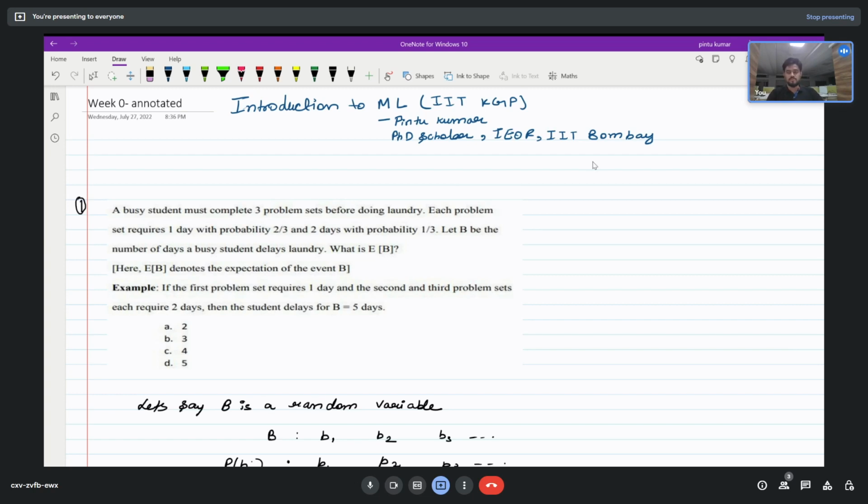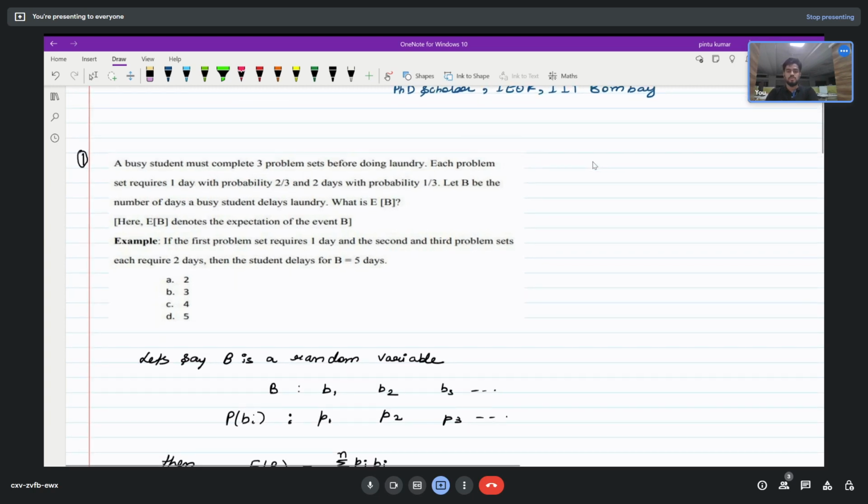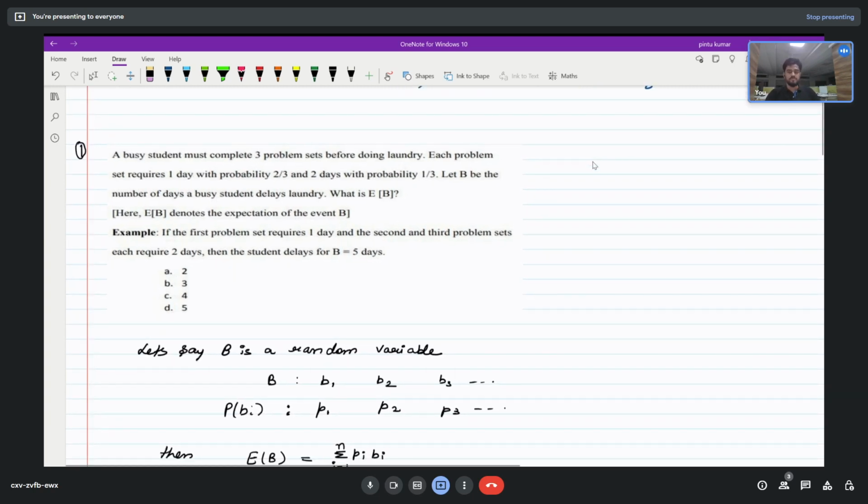First question over here says, a busy student must complete 3 problem sets before doing laundry. Each problem set requires 1 day with probability 2 by 3 and 2 days with probability 1 by 3. Let B be the number of days a busy student delays the laundry. Find the expected value of B. So in this question, we are given a certain event and we have been asked to find the expected value of that random variable.